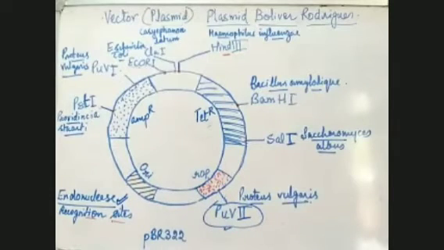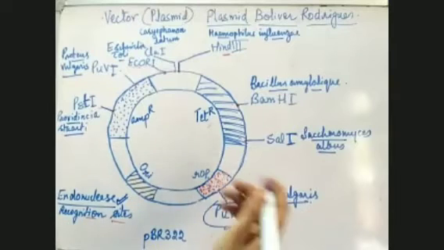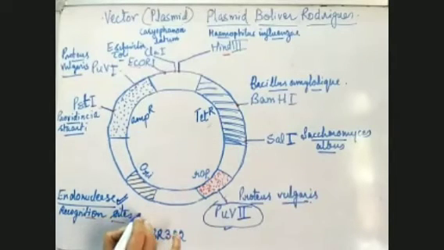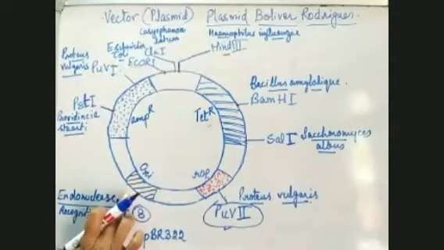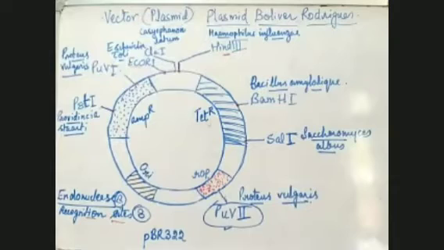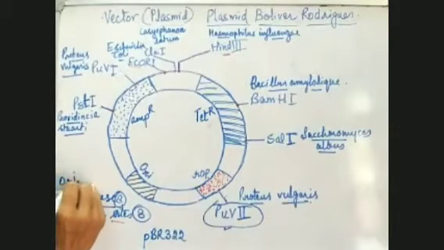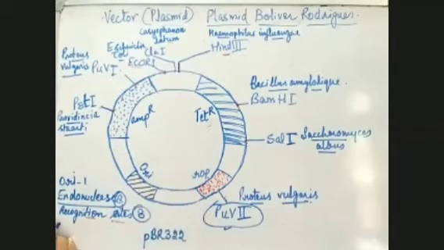So that means this PBR322 has 8 recognition sites. How many recognition sites does it have? 8 recognition sites where the cut can be made. How many endonucleases can work on these 8 recognition sites? Of course, 8 endonucleases. Then ORI also it has. How many ORI does it have? Just one ORI. How many proteins of replication does it have? One.